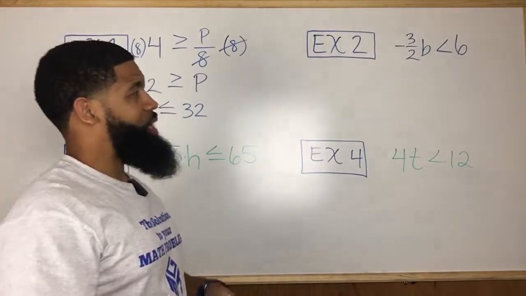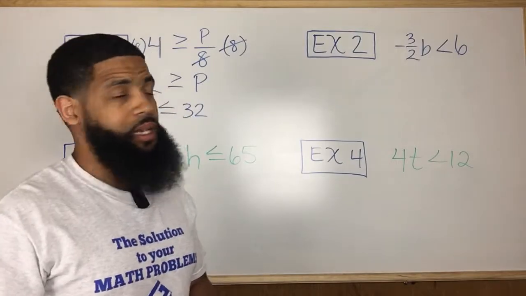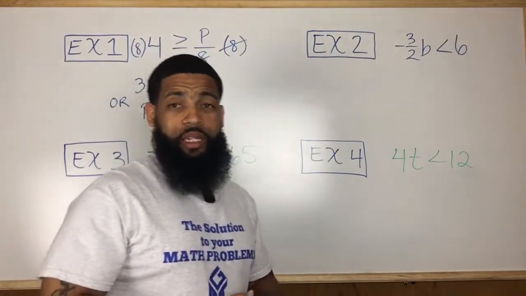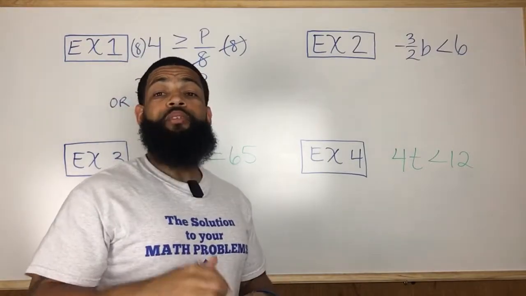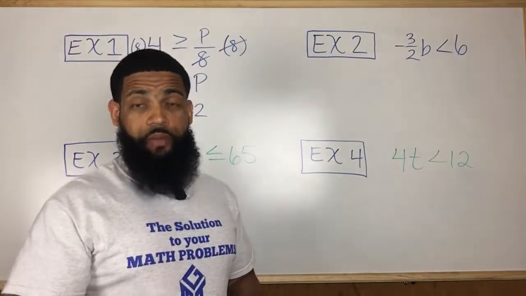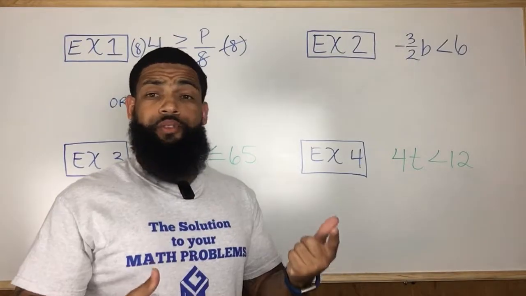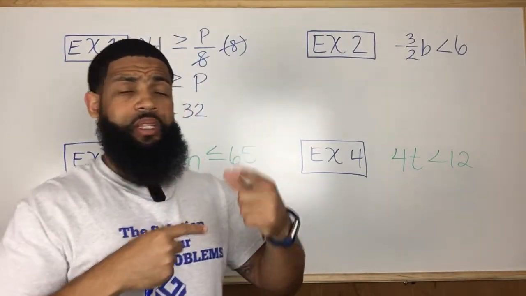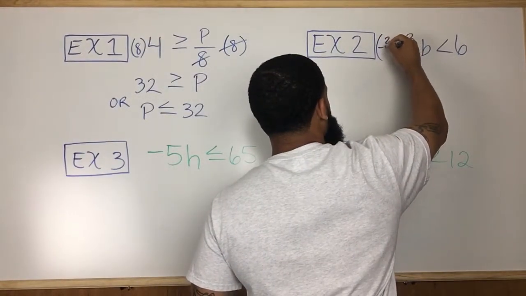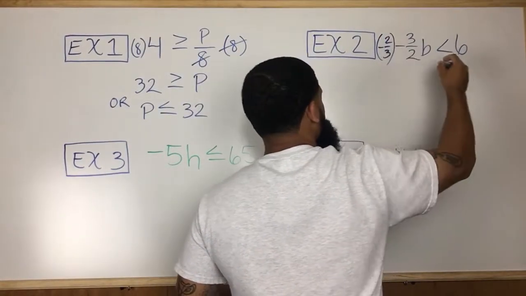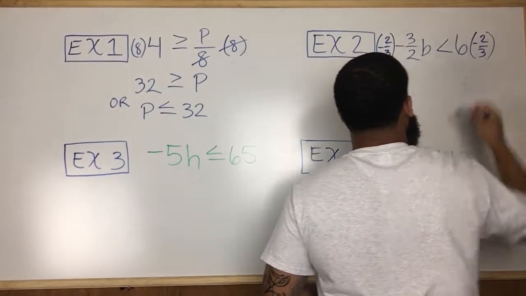Moving right along, if I have negative 3 over 2 times b is less than 6, if I want to get rid of that negative 3 over 2 so that I can isolate that variable b, I need to multiply by the reciprocal of negative 3 over 2. And the reciprocal of that negative 3 over 2 is negative 2 over 3. All I'm doing is just flipping that fraction. So I'm going to multiply by negative 2 over 3, and negative 2 over 3 there.